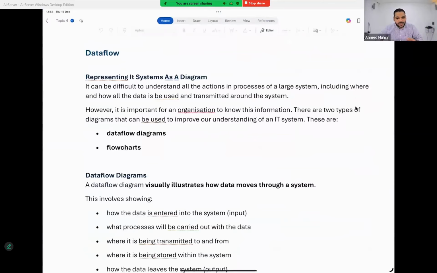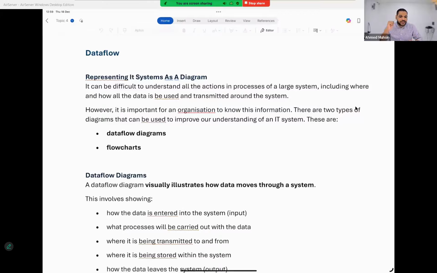Representing IT systems as a diagram. It can be difficult to understand all the actions and processes of a large system, including where and how all the data is to be used and transmitted around the system. However, it is important for an organization to know this information, isn't it? It can be difficult to understand, but an organization must know how data flows in the system.